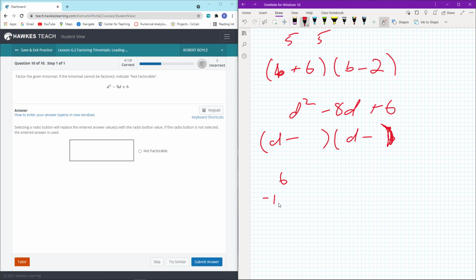Now we have negative 1 times negative 6, that sums to negative 7. Negative 2 times negative 3, that sums to negative 5. And that's pretty much all that we have. As a consequence, there are no factors that sum to negative 8. As a consequence, this is not factorable. And we can go ahead and click that, and that should be correct.